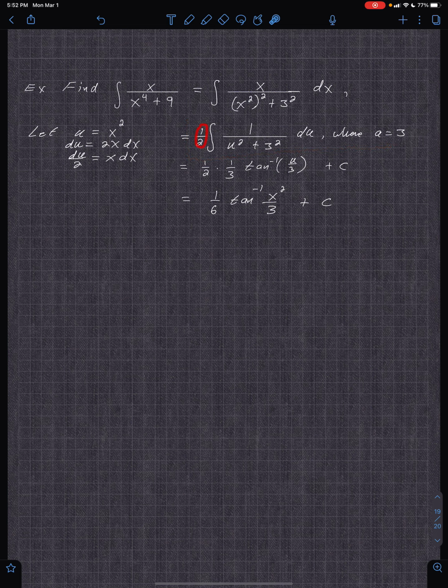So this half is just tagging along. That's not part of the formula. But this 1 over a, this 1/3 is. And then you substitute back for your u.